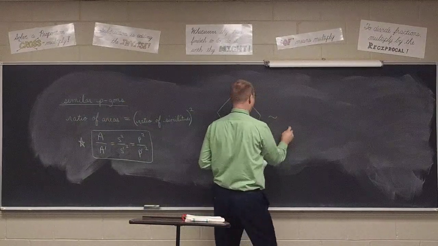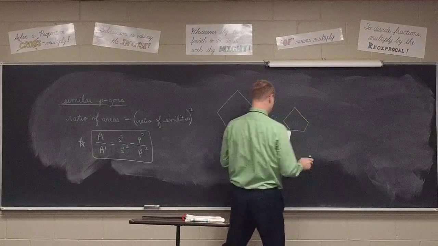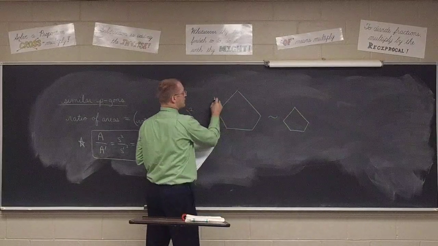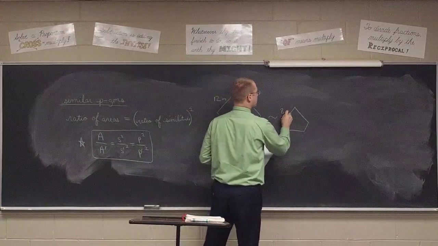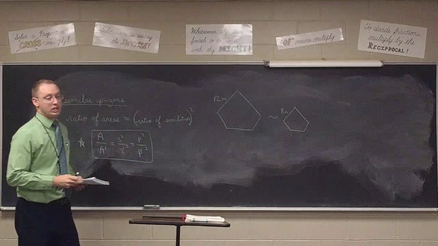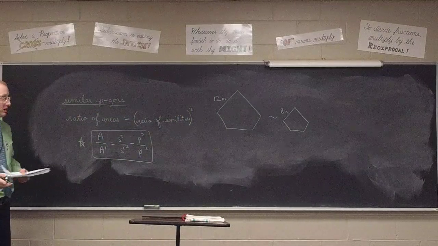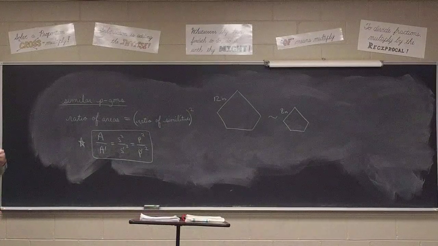Let's take this problem, for instance. Let's suppose we have a couple of pentagons that are similar to each other. Suppose I know that this side is 12 inches, and I know that a corresponding side is 8 inches. At your seats, what is the ratio of similitude? Jot it down maybe on a scratch piece of paper somewhere. What is the ratio of similitude?